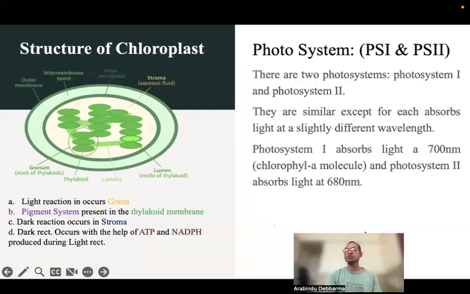The dark reaction occurs with the help of ATP and NADPH produced during the light reaction. In our next slide, we will also study how ATP and NADPH are produced during the process of light reaction. Each and everything we will go through in our next slide. Next, when we talk about photosystem 1 and 2, where are they present? In the membrane of the thylakoid.